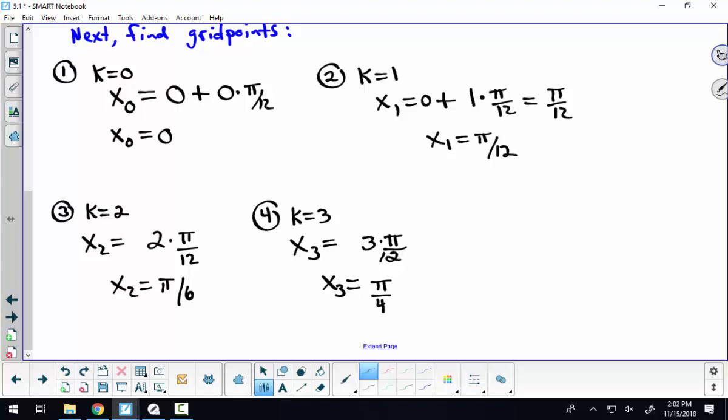And then once you do maybe one or two of these, you can see the pattern. The subscript on x is just multiplied by pi over 12 in this example. So the next value when k is 4 is 4 times pi over 12, then 5 times pi over 12, and then 6 times pi over 12. But we'll just keep going. k equals 4, x sub 4 is 0 plus 4 times pi over 12. So x sub 4 is pi over 3.